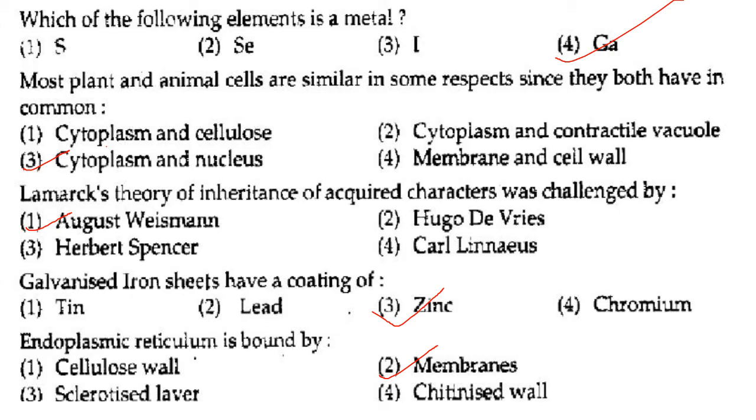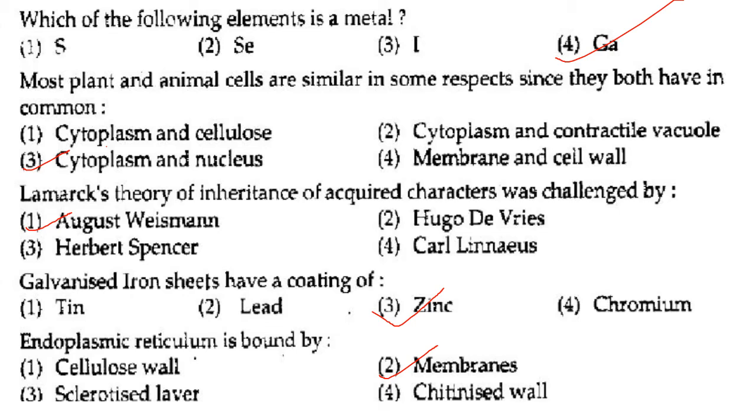Most plant and animal cells are similar in some respects since they both have in common: Option 1, cytoplasm and cellulose. Option 2, cytoplasm and contractile vacuole. Option 3, cytoplasm and nucleus. Option 4, membrane and cell wall. Answer is option 3, cytoplasm and nucleus.